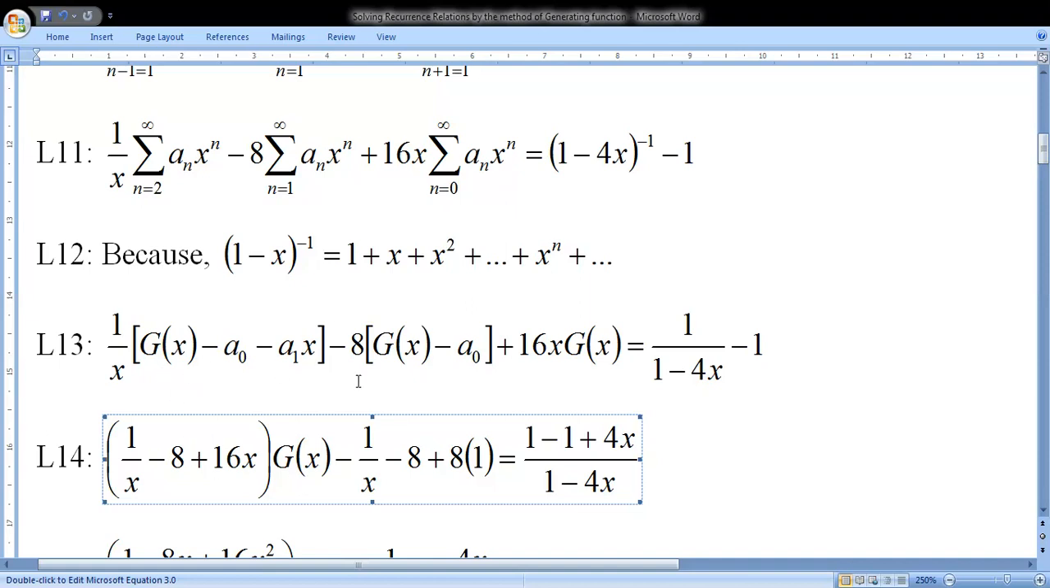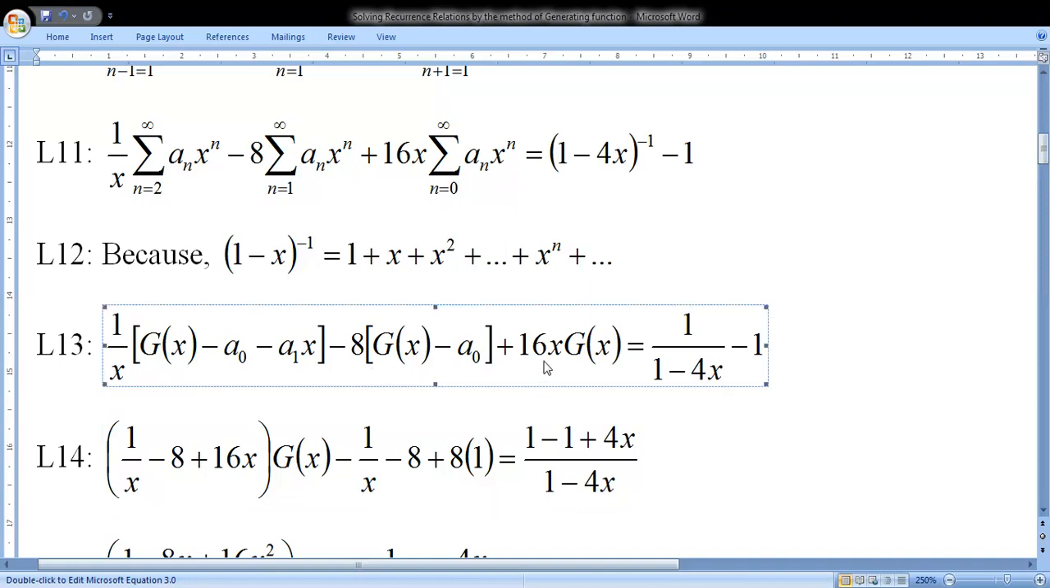So it will be 1 by x minus 8 plus 16, and I have the a naught value. A naught is 1, so it is minus 1 by x, and I have a1 value. A1 is 8, so it is minus 8, and x by x will be 1. And here also I have applied a naught as 1. It will be plus 8.